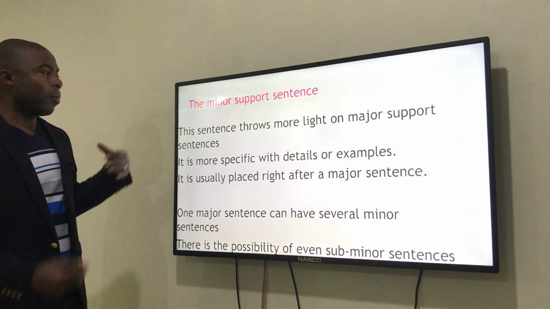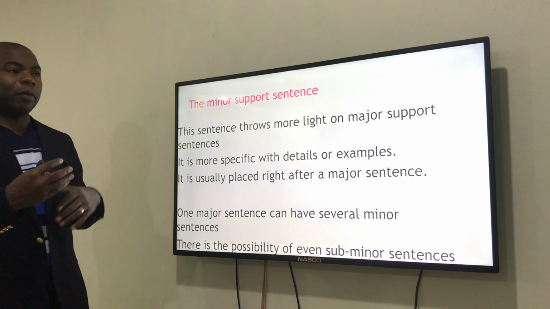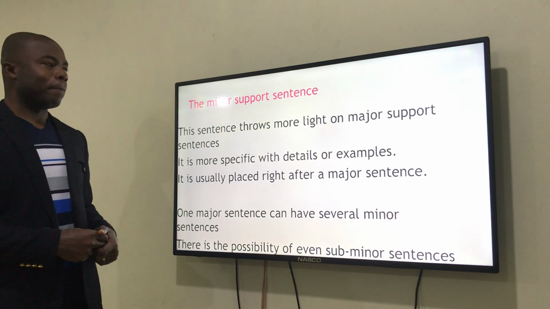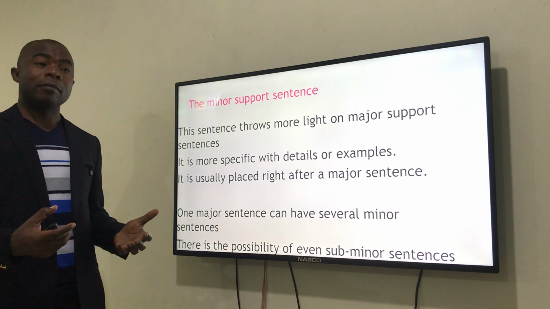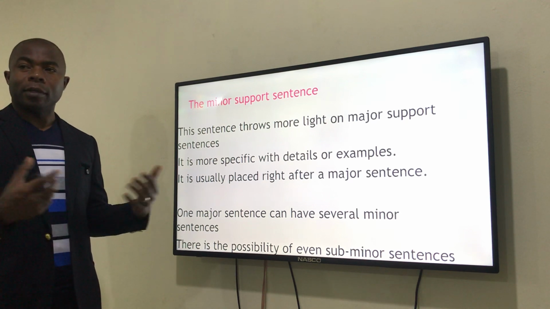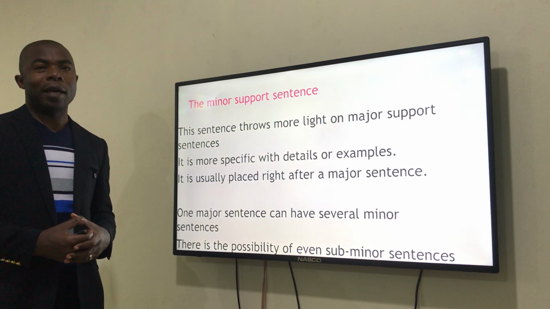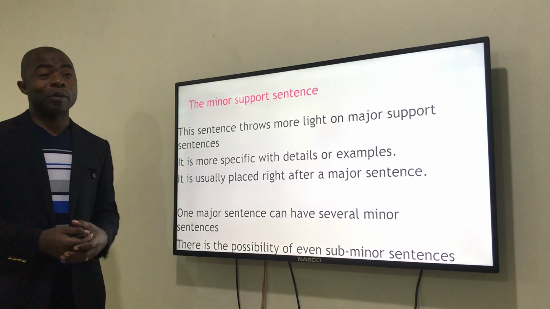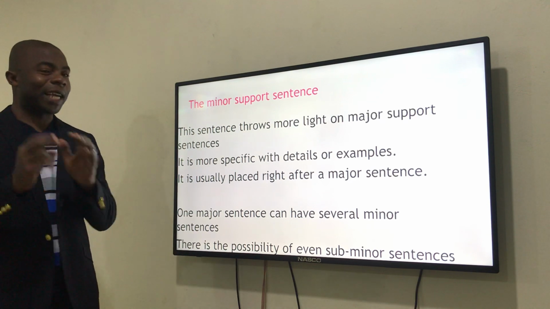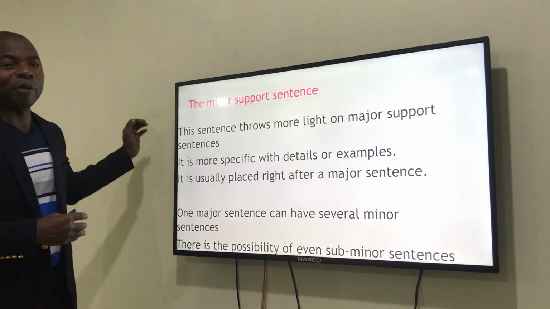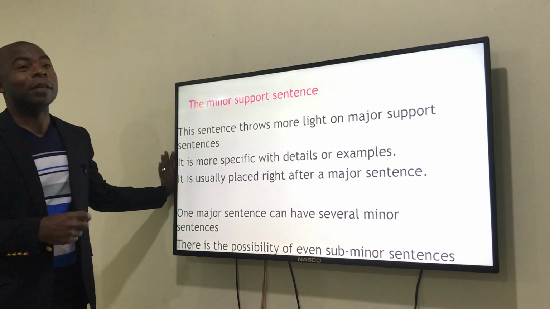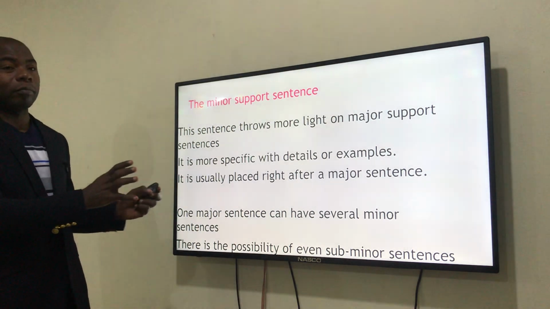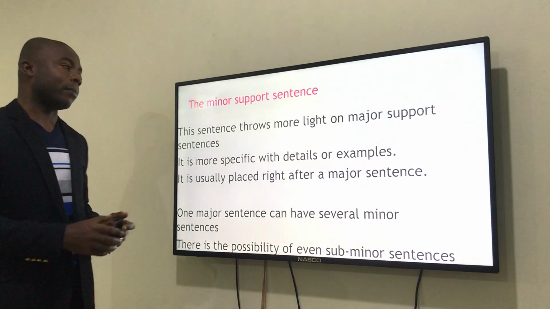So if we go back to our example of there are many ways to kill a cat, another way is to drown it, then a minor support could be to fetch water in a bucket and put the cat in, for example, in a sack, as some people do, and then drown it. Once again, I'm saying that is not a very good way of killing a cat. It is cruelty to animals. Some people do that out of fear, but it's not really good. But for the sake of example, that's it.